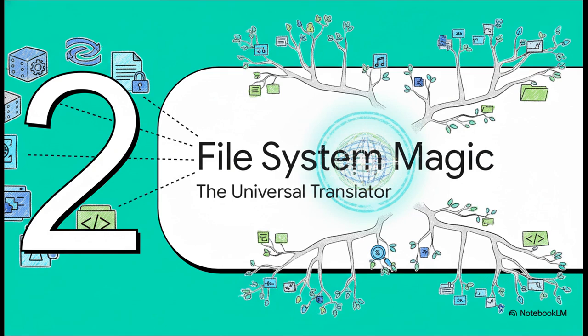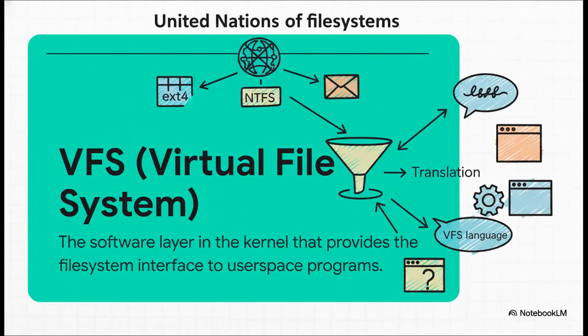Okay, so that's the big idea. But how in the world does Linux actually pull it off? How does it get all of these different formats to play nicely together in that one tree? Well, the secret sauce is this really clever layer of software that's basically a universal translator. This is where we meet the VFS, the virtual file system.